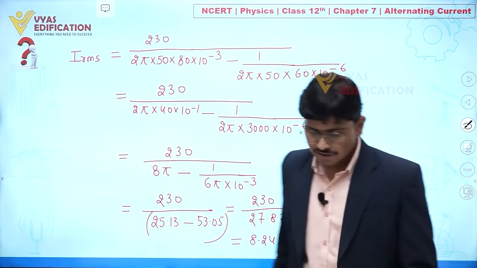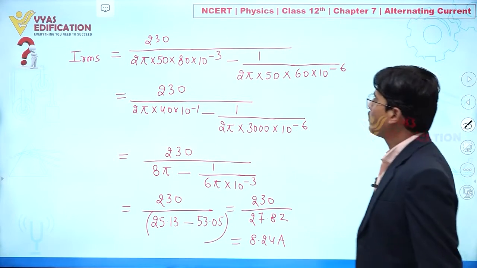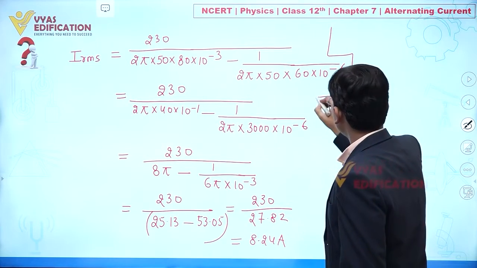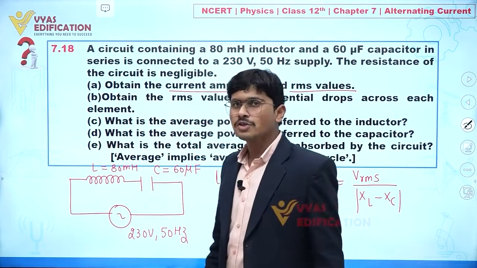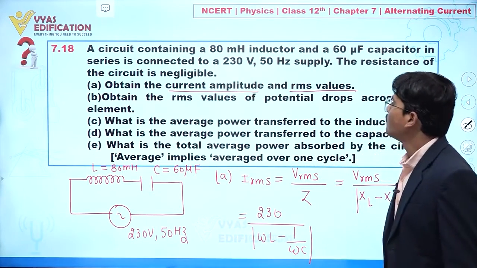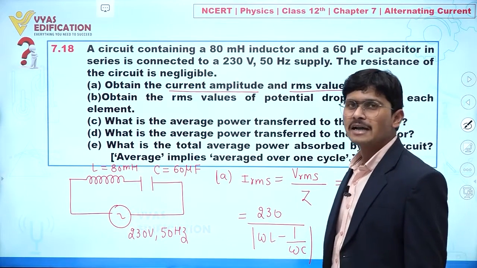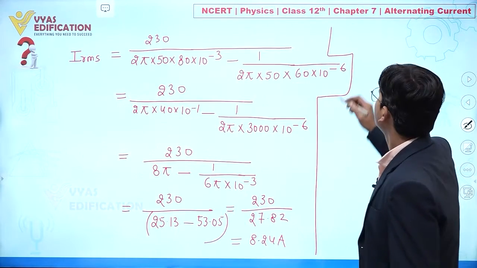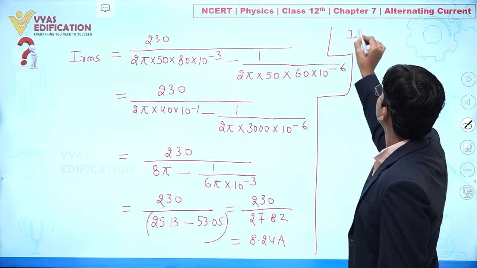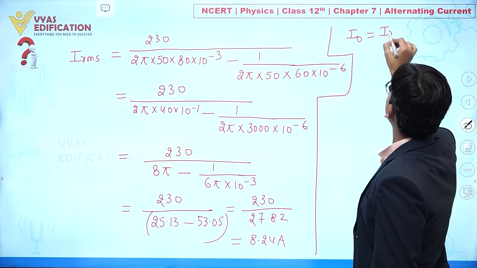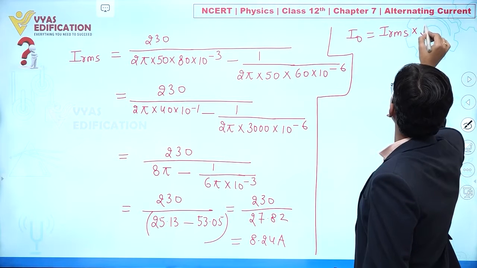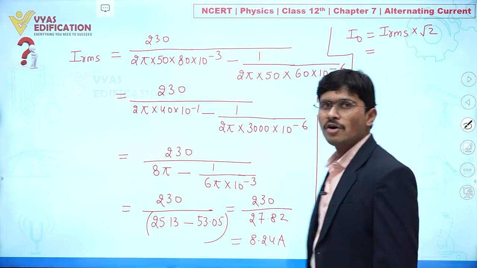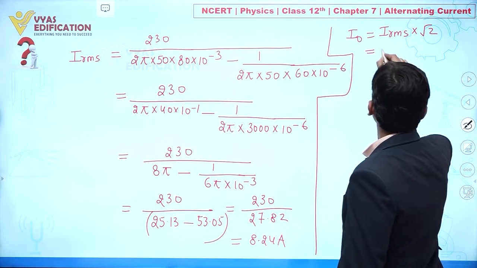Clear to everyone? Yes or no? Yes. So this is all about IRMS. But what is our objective in this question? Our objective is to find the value of current amplitude and RMS. RMS we have calculated. Now we are going to find I naught. I naught is given by IRMS multiply under root of 2. The value of IRMS is 8.24.